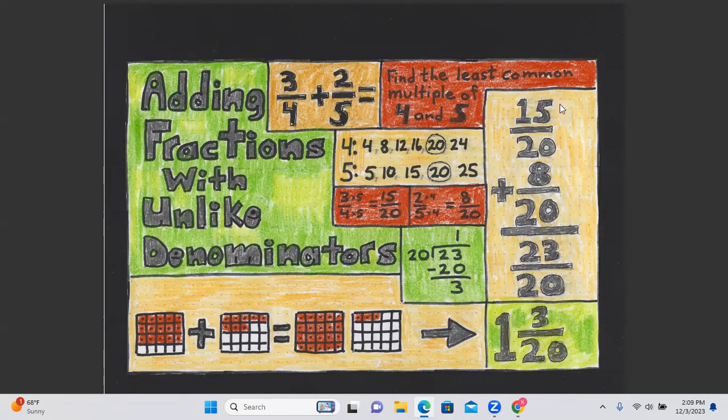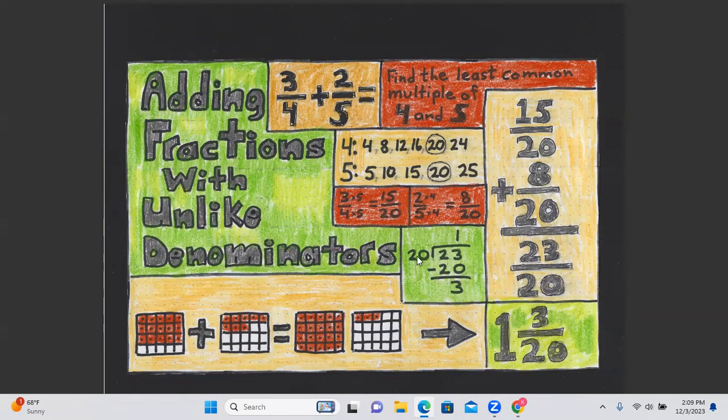And so 15 plus 8 will give us 23, and we keep the denominator the same. So now we have an improper fraction of 23 over 20. And so in order to turn an improper fraction into a mixed fraction, we must divide 23 divided by 20.